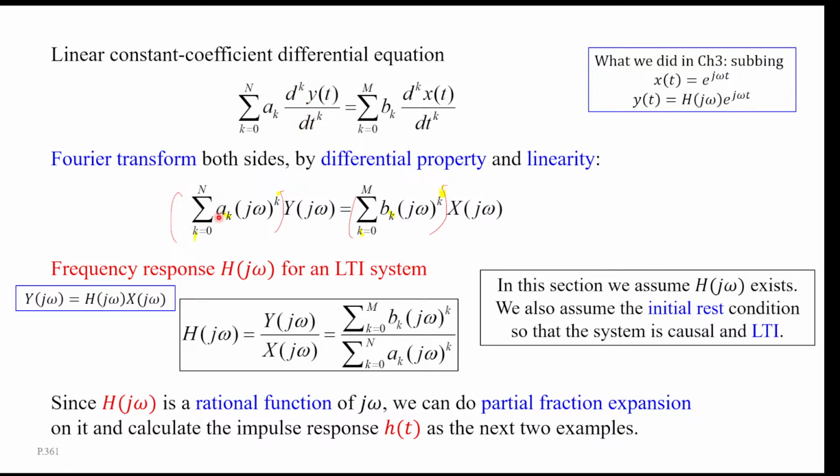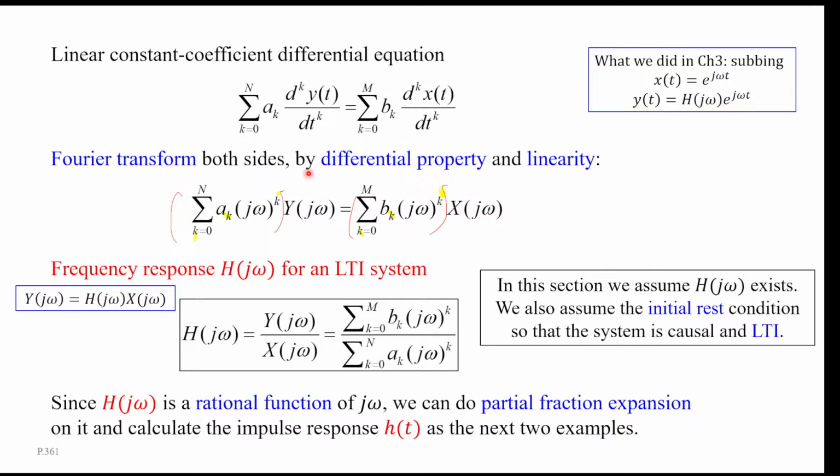So you just get the summation over k of ak (j omega)^k, and then the Fourier transform of your y(t), you just write as big Y of j omega. Similarly, on the other side you get the summation over k of bk (j omega)^k times big X of j omega. But something interesting here is that this big Y and this big X have nothing to do with k. So the only part dependent on k is the summation of ak (j omega)^k, and the summation of bk (j omega)^k.